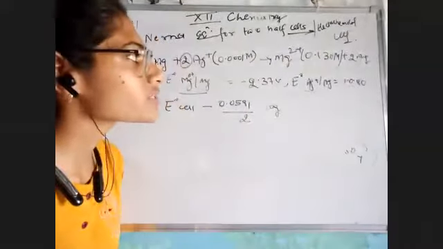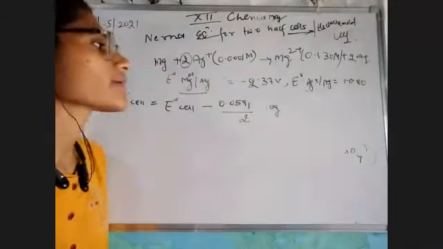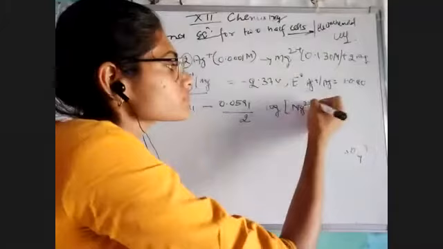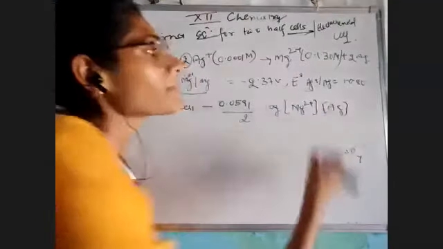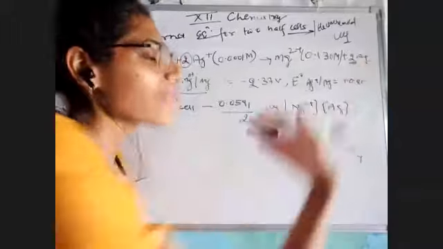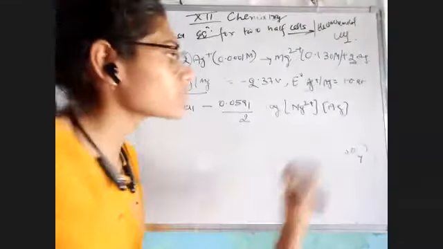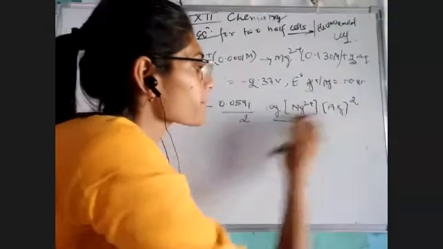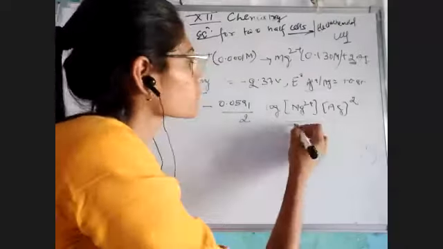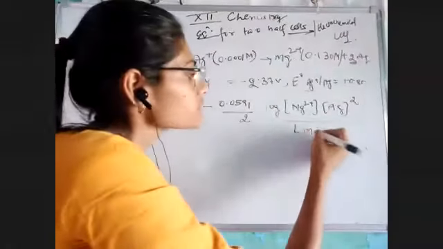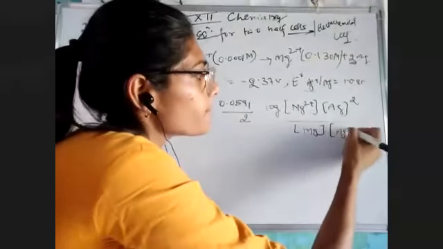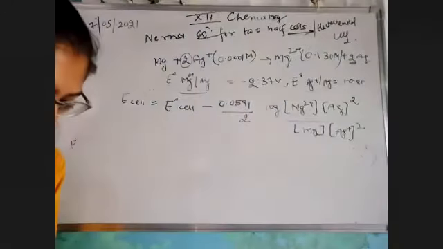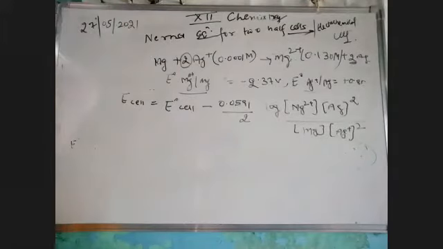What is the final equation? The product divided by reactant. That is Mg2 positive divided by Ag positive. But I have told you that the coefficient has been raised as the power. Divided by, we are left with the reactant concentration, power 2. Okay.